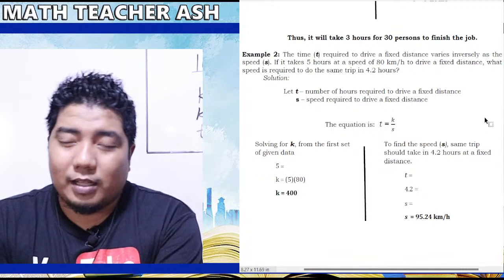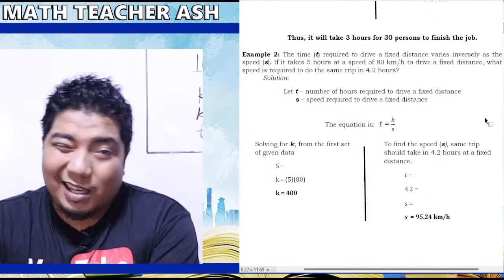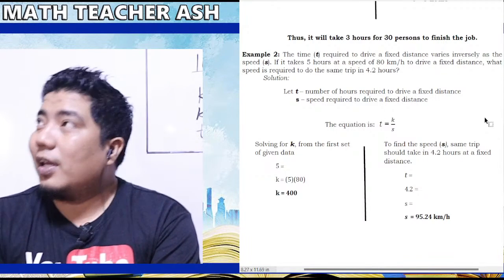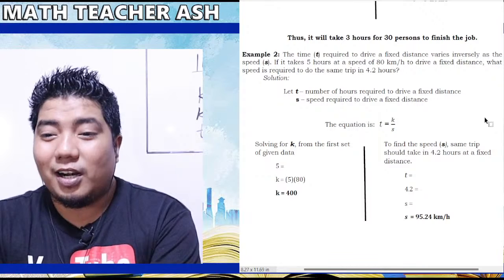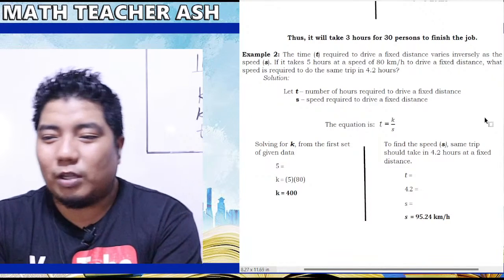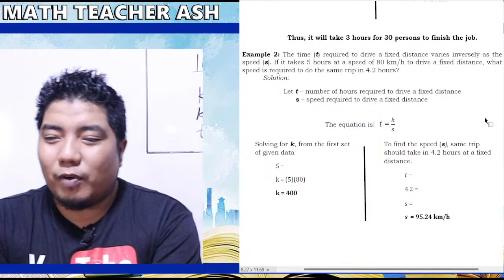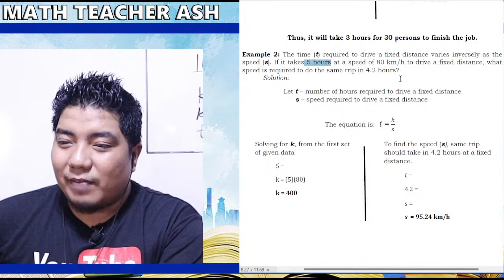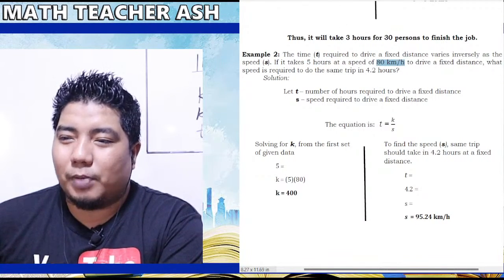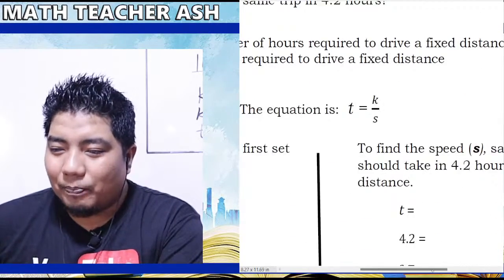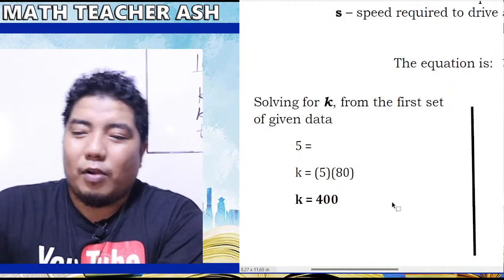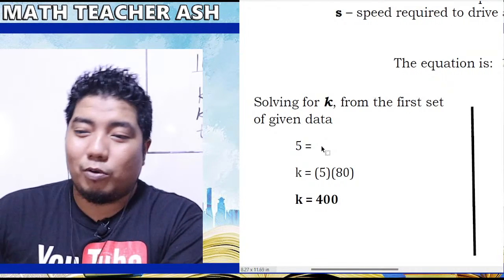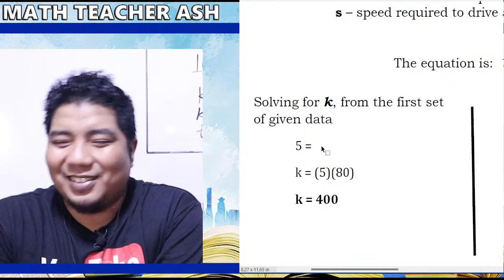It is already stated in the first statement that t varies inversely as s. So we have t is equal to k over s. Okay? So t is equal to k over s. So, solving for our k, what was given here is 5 hours and 80 kilometers per hour. Okay, so let us write here 5.